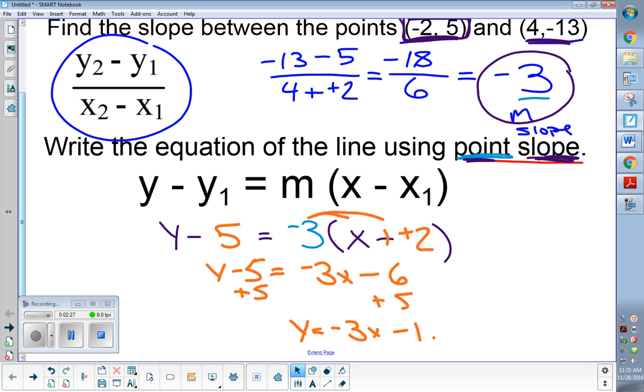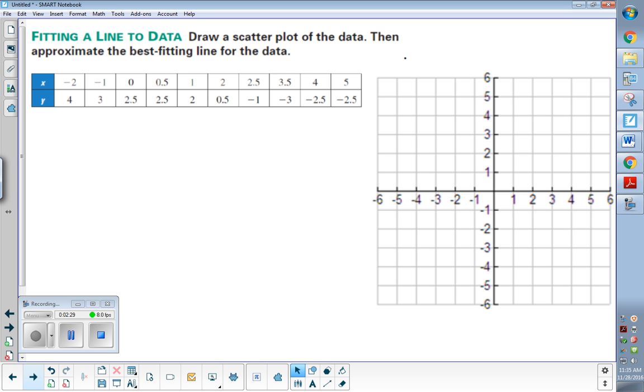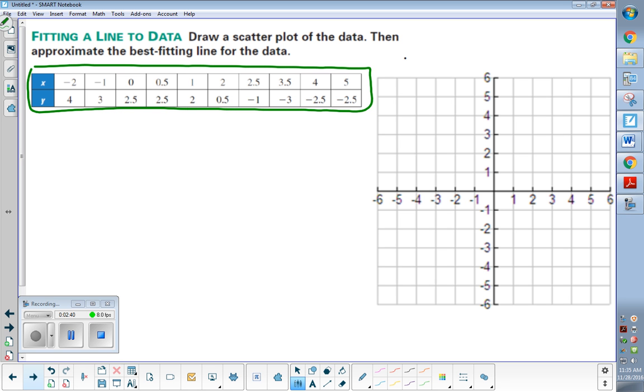Okay, so we're looking at notes now. We're on the front side here, fitting a line to data. So we're making best fit lines today. Okay, we're going to go through the fast version of this. Tomorrow we'll do it a little bit differently. So we've got these things right here. These are going to be ordered pairs, and we're going to graph them on our graph over here.